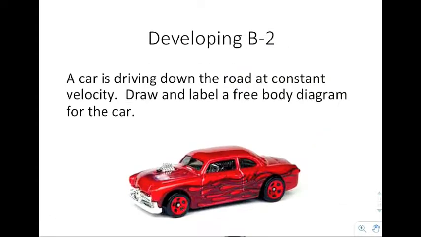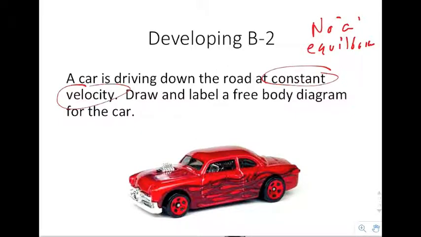The next one says a car is driving down the road at a constant velocity, draw and label a free body diagram for the car. Now we know it's moving at a constant velocity. Constant velocity means no acceleration, which means equilibrium. So in this particular case, the car is going to the left. I'm going to draw my gravitational force, and I'm going to draw my normal force.